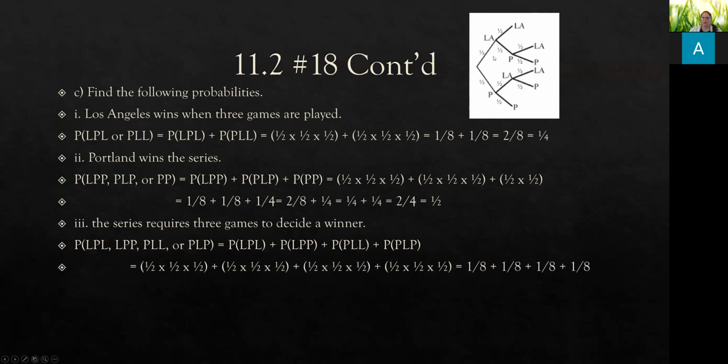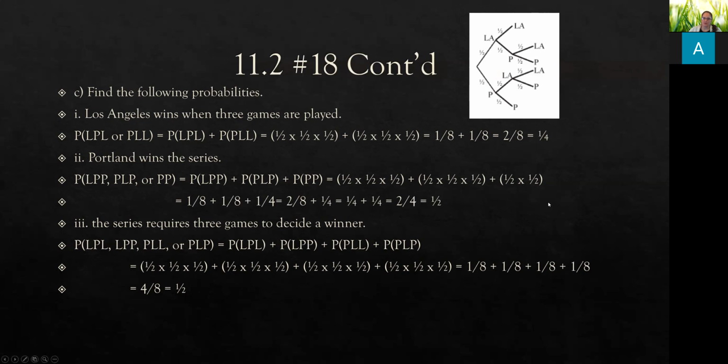And now remember, each branch is a 1/2. So we'll do 1/2 times 1/2 times 1/2. LA, Portland, LA, Portland. That's a 1/2 times a 1/2 times a 1/2. And then for the other ones, we also have 1/2 times 1/2 times 1/2, and 1/2 times 1/2 times 1/2. And those all end up giving us 1/8. So we have 1/8 plus 1/8 plus 1/8 plus 1/8. And that gives me 4/8 or 1/2.